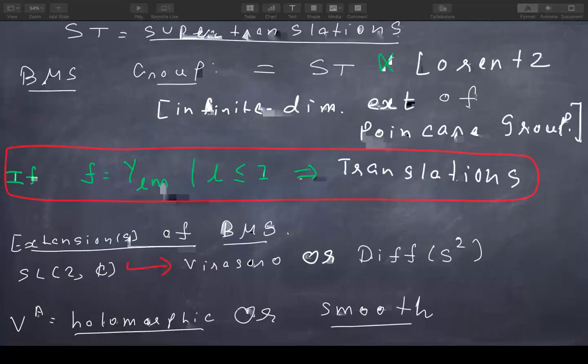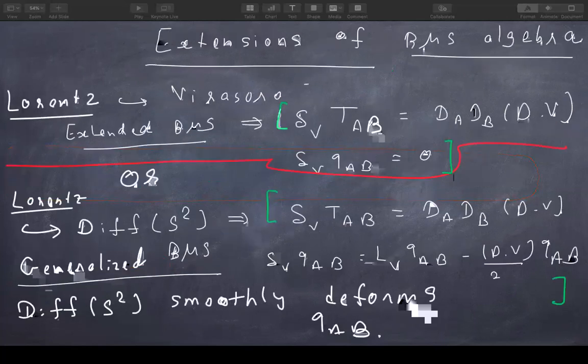But recently it turns out that there have been two extensions to BMS. Because the Lorentz group is parameterized by SL2C vector fields, you can enhance them in two different ways. One is to use the usual Virasoro extension and just use holomorphic or anti-holomorphic vector fields, which are an infinite dimensional extension of SL2C, or you can embed SL2C into smooth vector fields on the sphere, which is usually the group of smooth diffeomorphisms. And as we will see, both of these groups are important for the infrared triangle. So there are two possible extensions of the BMS algebra.